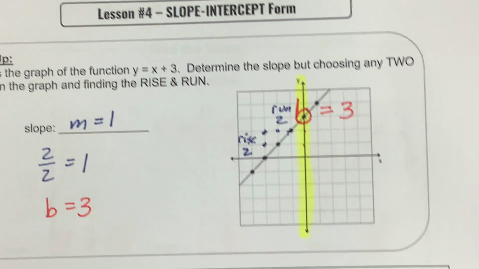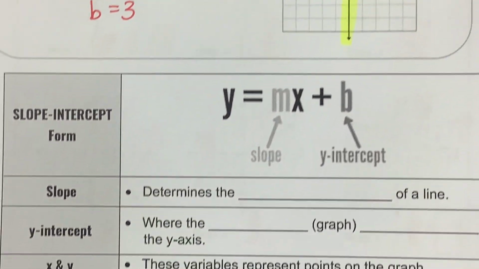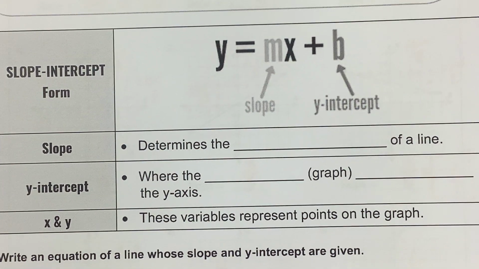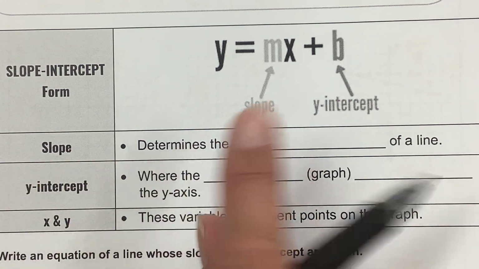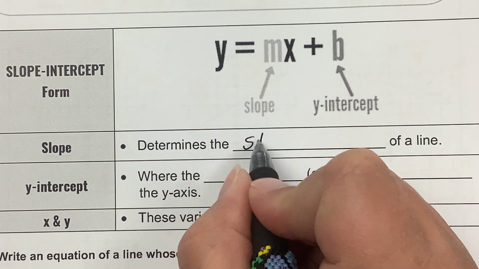All right, let's talk a little bit more about what slope-intercept form is. Slope is the angle. Intercept is where the line intercepts the y-axis. So determine the slope of the line. So the slope of the line is the steepness of the line.